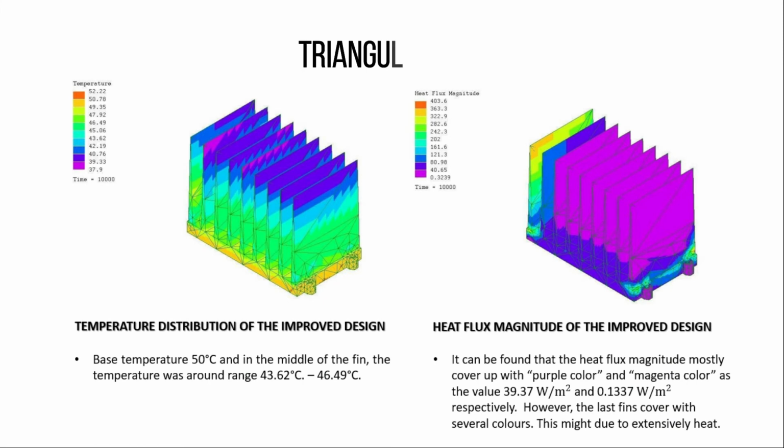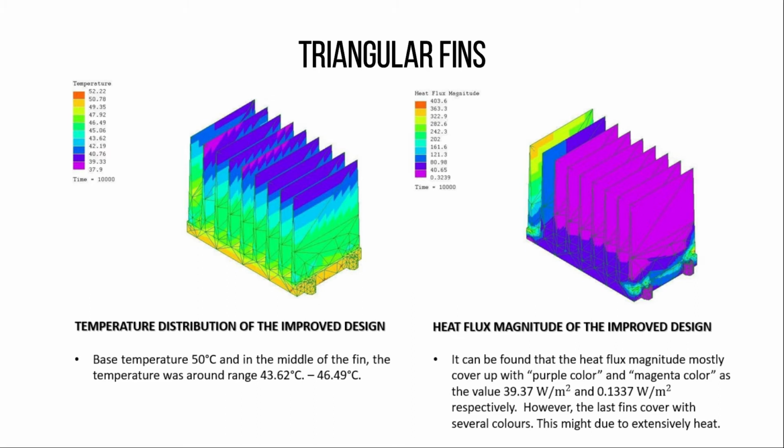My name is Shahmil and I will resume with the triangular fins analysis. From the analysis, we found the temperature distribution and the heat flux magnitude. Our initial temperature is 50 degrees Celsius. From the temperature distribution, we found that in the middle of the fin, the temperature dropped to around 43 degrees Celsius to 46 degrees Celsius.